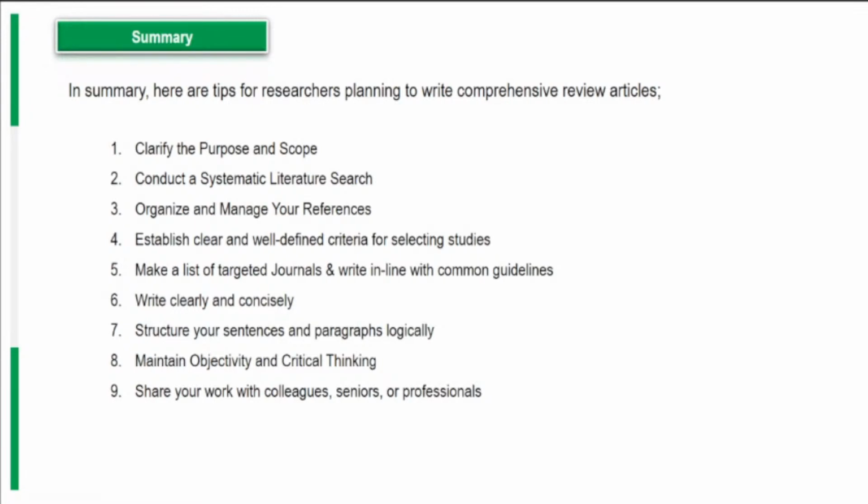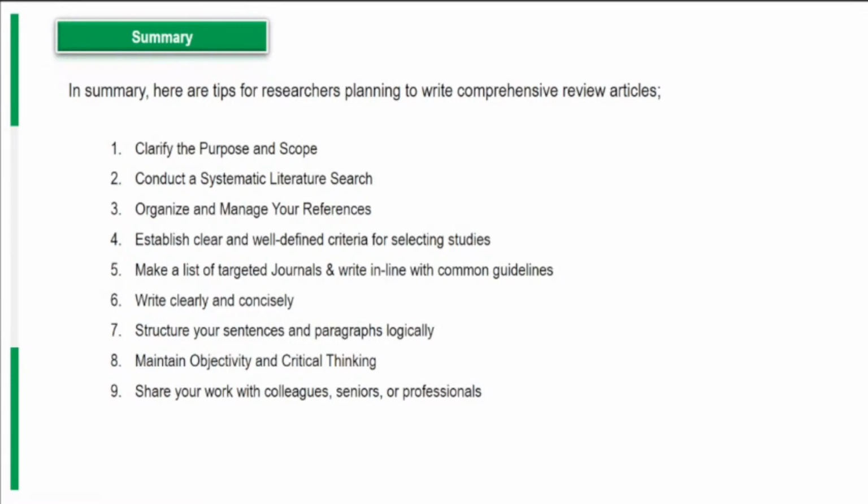You write in line with a common guideline within those selected journals. You just write so that you don't have a problem after you have written for this journal and maybe they reject it, and you're now going to a different journal entirely. You now have to change the structure and everything. It gives a lot of stress. Sometimes it's as if you are rewriting the whole review paper again.